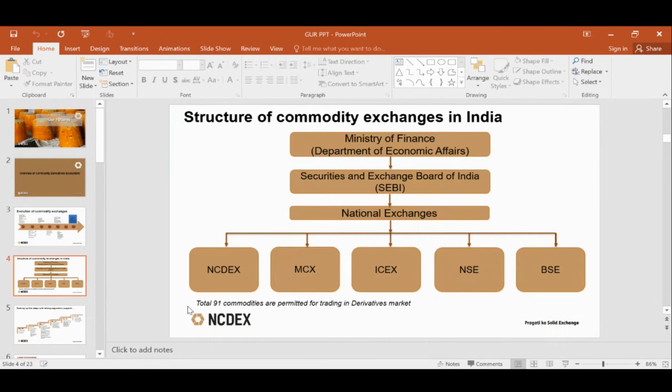So under SEBI, all national exchanges are regulated by a single regulator, the Securities and Exchange Board of India, which comes under the Department of Economic Affairs in the Ministry of Finance. As of today, 91 commodities are permitted for trading in the derivatives market. In these national level exchanges, NCDX, MCX, and ICX are majorly commodity exchanges, and NSE and BSE are stock exchanges, and in recent years they have started offering commodity trading also.